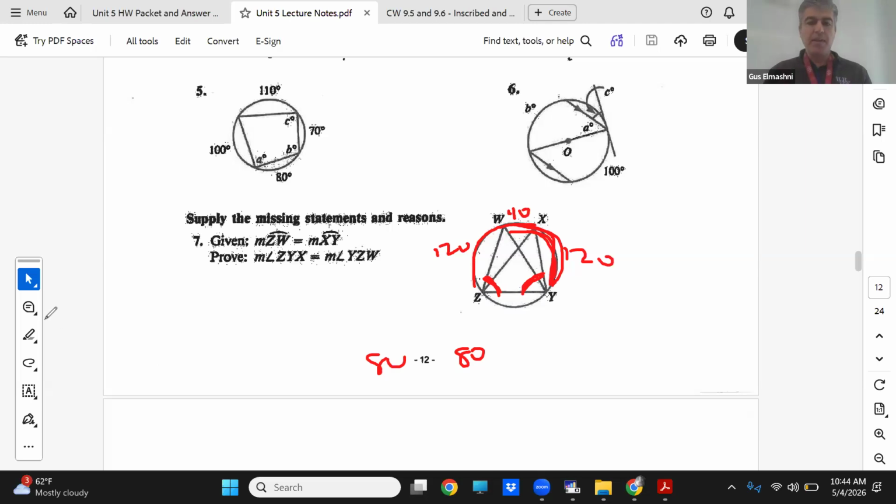Let's go on to the homework quiz. Okay, homework quiz. I'll hand it out. Okay. Notes and homework, and any resources you have in your binder are allowed.